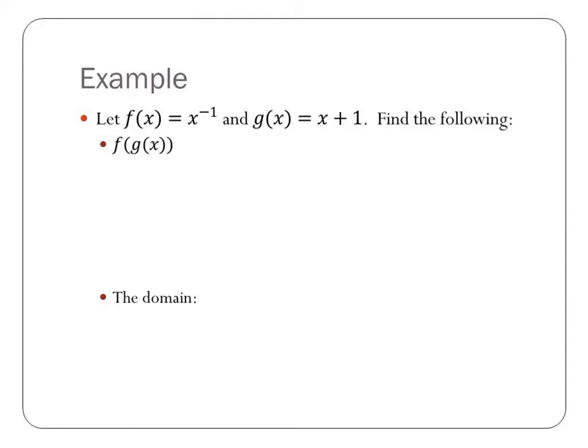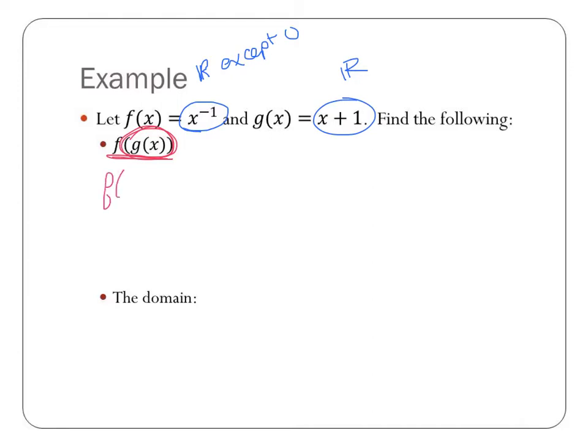All the examples we've done so far have been the same functions. So to start out with, what's the domain of f? That is all reals except 0. And the domain of g, that domain is all reals. So if we're looking at, in this case, f of g of x, this domain of g is the one that counts first. So I'm going to start out with the domain of all reals.